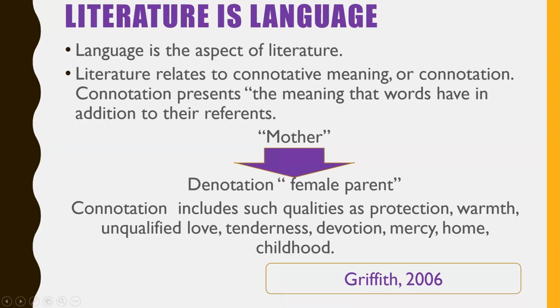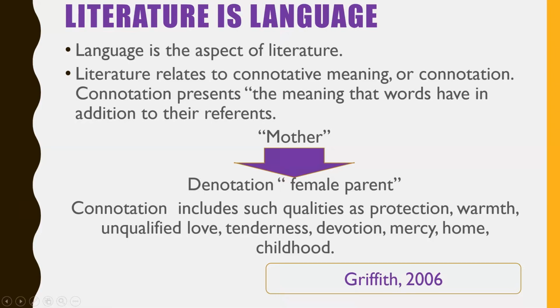So here, language is the aspect of literature. If we study literature is language, it is related to connotations and denotation. Literature relates to connotative meaning or connotation. Connotation presents the meaning that words have in addition to their reference.